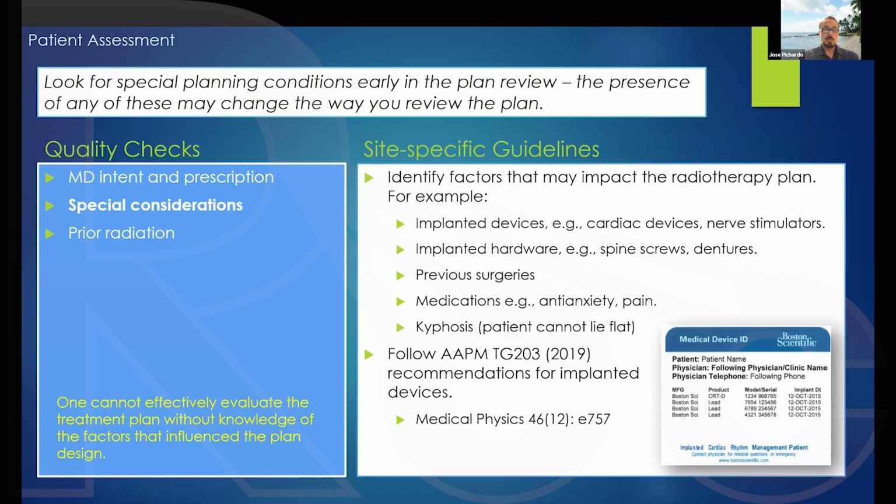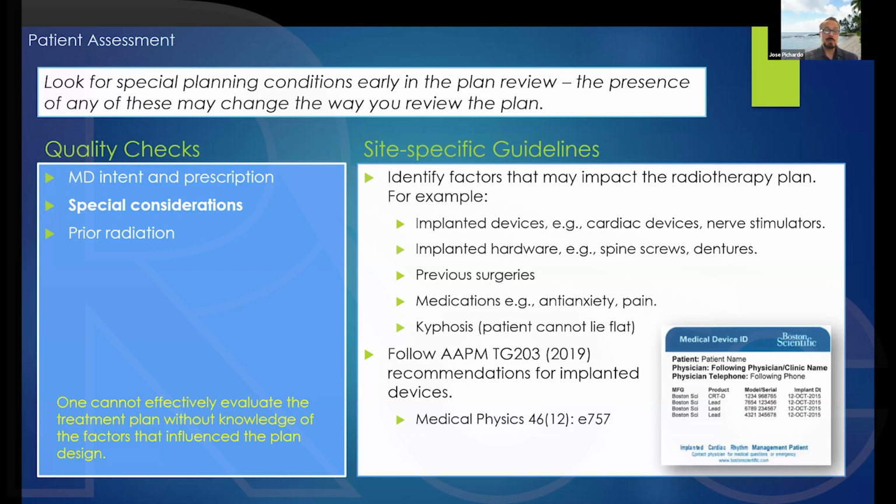Something else that you're going to look at when you're researching the medical history of the patient is if there are any specific factors that may impact how you're going to treat this patient, right? Does the patient have any implanted devices like cardiac devices or nerve stimulators that may affect where you can place your radiation? Does the patient have any implanted hardware? Maybe they had back surgery, spine surgery due to an accident. Maybe they have dentures, right? That can be maybe removed or they have to be left in during treatment.